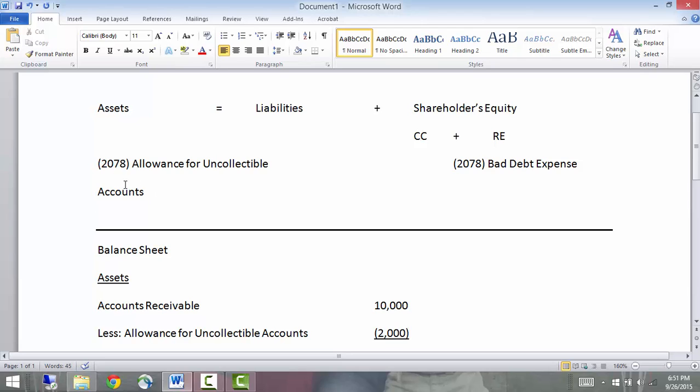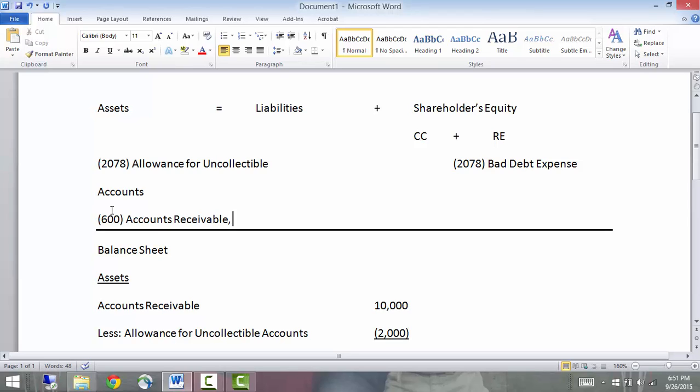So we made this estimate at the end of the year, and that was our best guess of how many accounts receivable were not going to be collected. Now, let's assume that we know for sure one customer is not going to pay us. Let's say he filed for bankruptcy and we just know we're not going to get paid. Now, this is the entry that you would make. If his balance of accounts receivable was $600, you would remove that from accounts receivable.